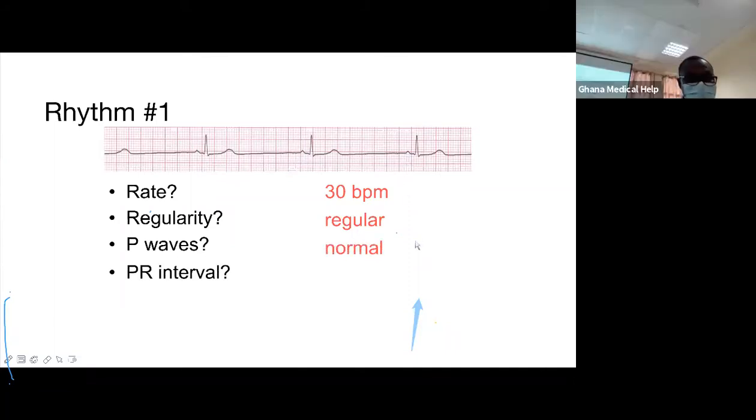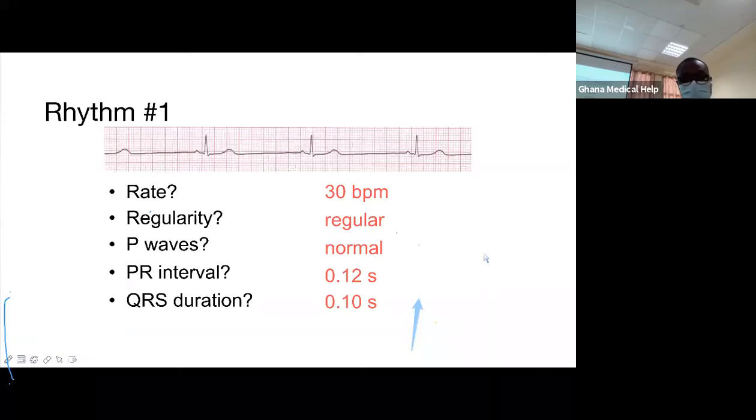Now we look at the PR interval. If we look from there to there, do we think it is normal? So it's about 0.12 seconds. And like we said, the normal is between 3 to 5 boxes, or 0.12 to 0.20 seconds. QRS duration. Do we think this is a narrow complex QRS? Do we think this is less than 0.12? I think so. So it's normal, 0.1 seconds. So in terms of rhythm, just recapping what we have done, this should be a normal sinus rhythm.